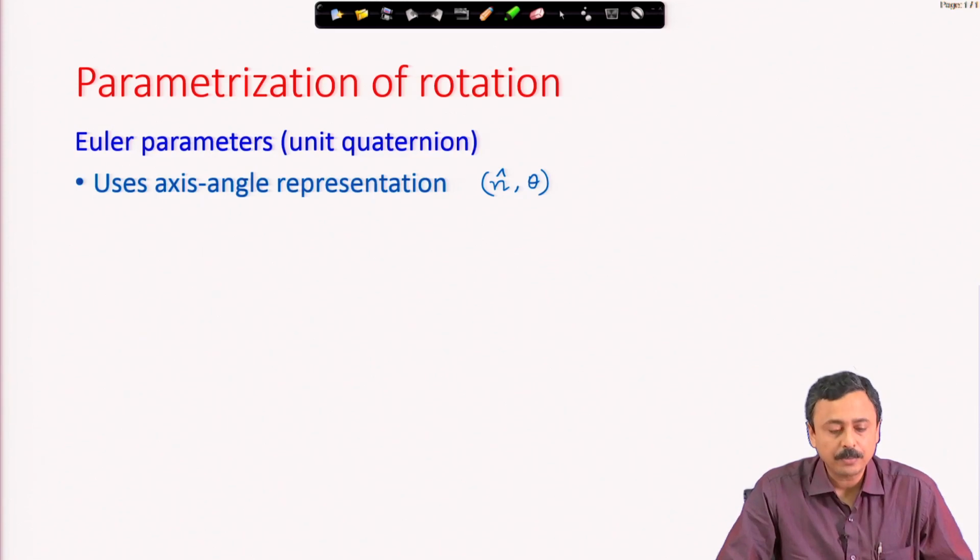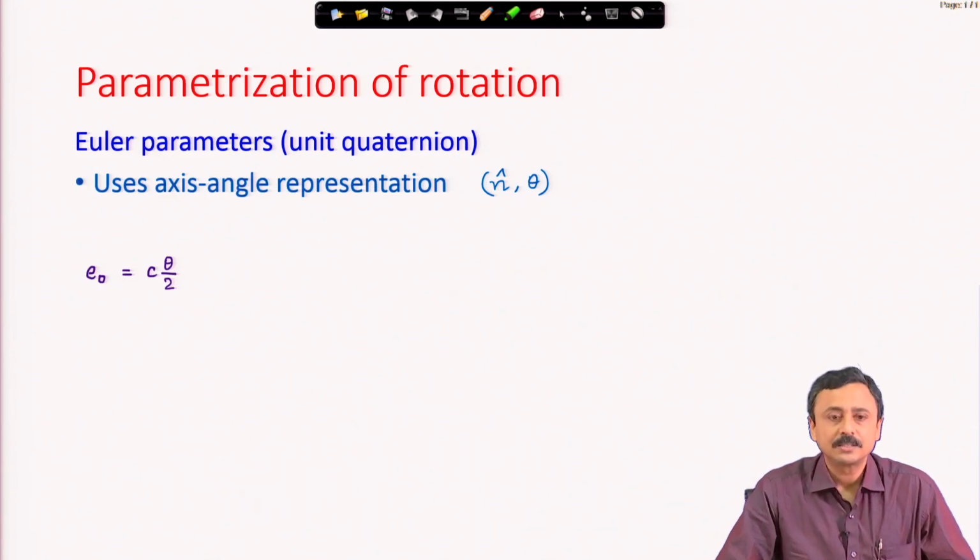This uses the axis angle representation. Given a unit vector n cap and a rotation about that vector, we have seen how to represent a rotation matrix. Therefore, given this n cap and theta, these are actually 4 parameters, the nx, ny, nz components of the n vector, of course satisfying the constraint nx square plus ny square plus nz square equal to 1, and theta. So, we have nx, ny, nz and theta, 4 parameters, but there is a constraint. So, ultimately we have 3 degrees of freedom as expected.